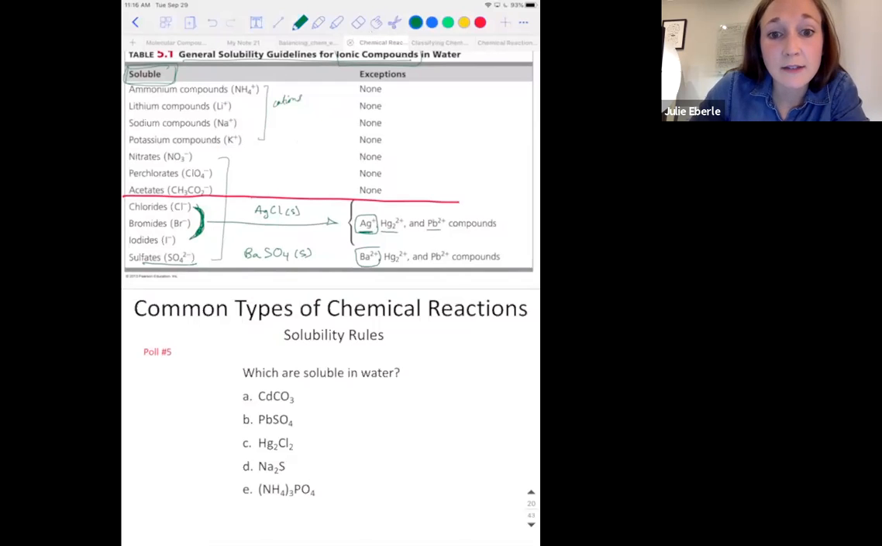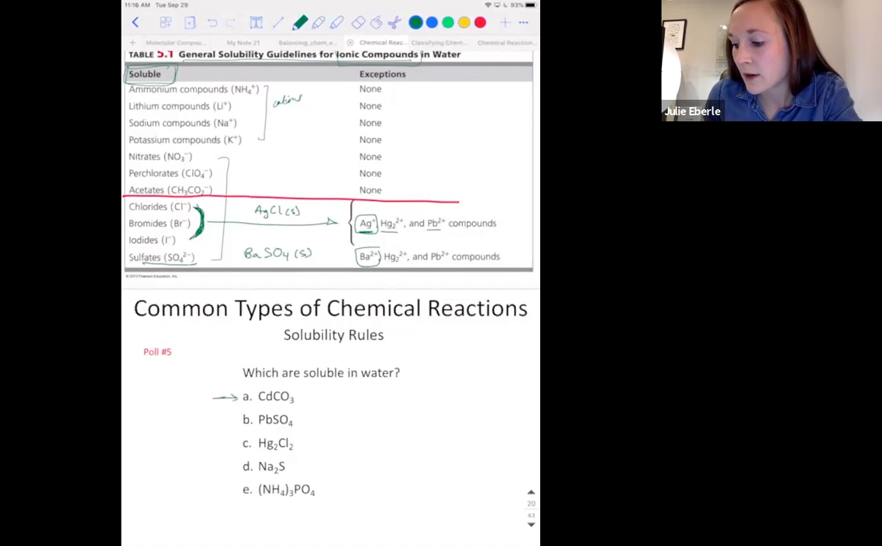I'm just asking you, is the following compound soluble or insoluble? That's the same question posed on the slide: which are soluble in water? Aqueous solution, water, that's the same language here. So look at this first one. It is CdCO3. Cd is cadmium, it's the cation. Sorry, I could not use subscripts on these polls for Zoom. So question number 1 corresponds to compound A.